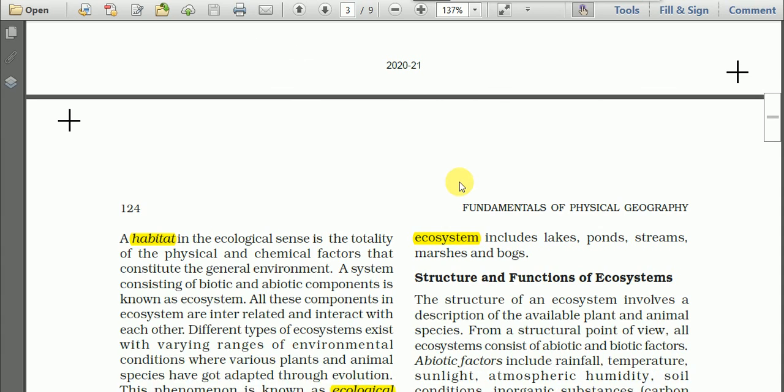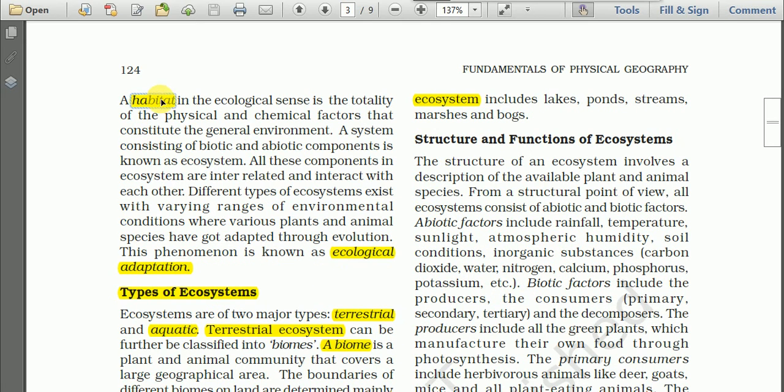Let us continue. Another term is habitat. So what is a habitat? A habitat in the ecological sense is the totality of the physical and chemical factors that constitute the general environment. Actually, a habitat is a place where an organism or a community of organisms lives, including all the non-living factors or conditions of the surrounding environment. That means a habitat is the place where an organism or a group of organisms lives. That is known as habitat.